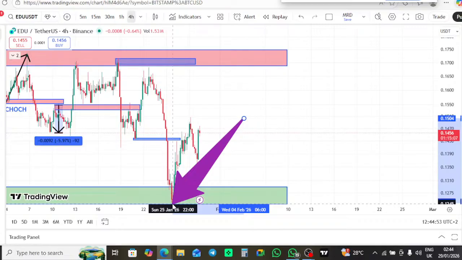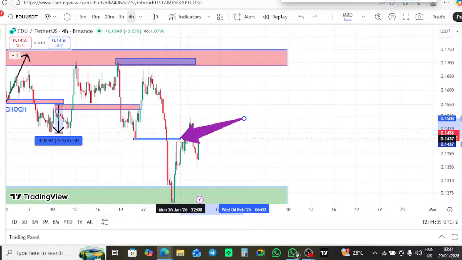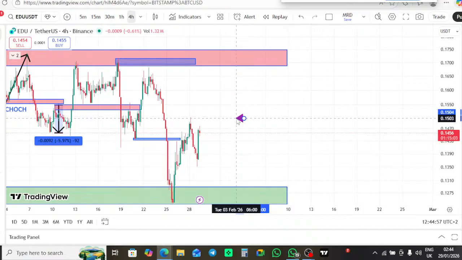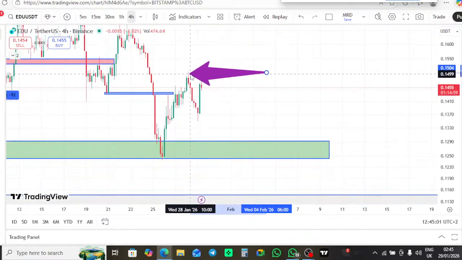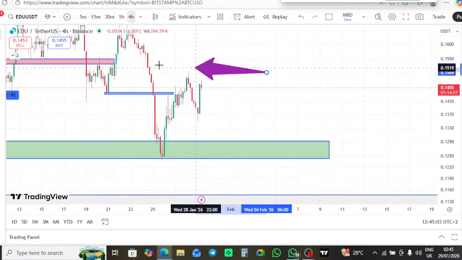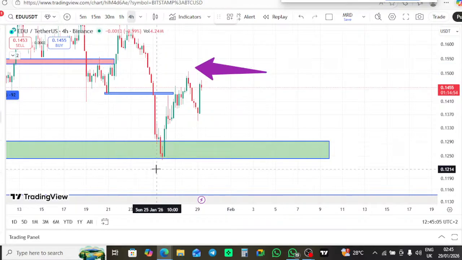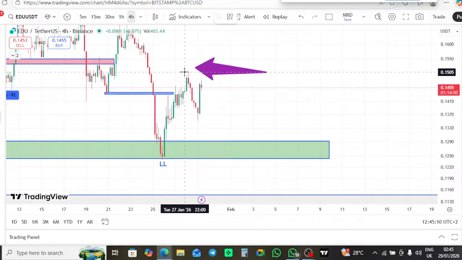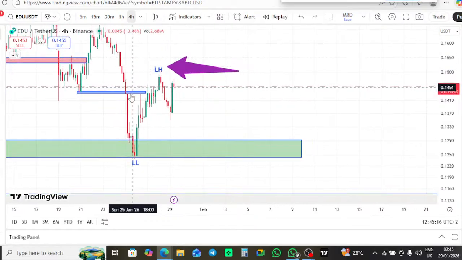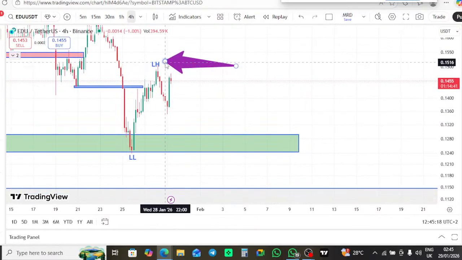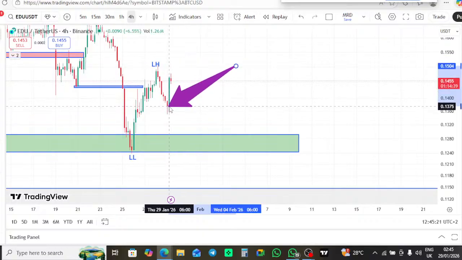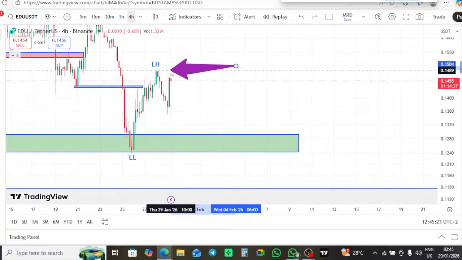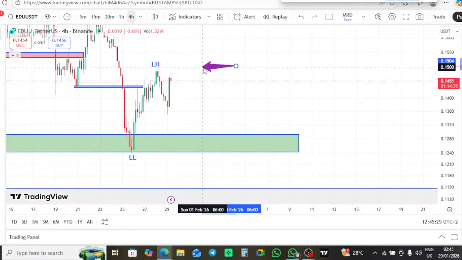And now, this point is coming back. Oh, let us zoom. This point came back and stopped from here. Meaning, this was our lowest point. Then here, it is our lower high. Now guess what? If we take off this point, that will be a change of character.